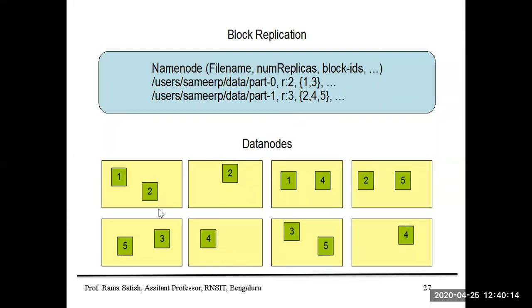And it will never store on the same rack. This is one rack, this is second rack, this is third rack, this is fourth rack. So your name node is so intelligent, it will never store on the same rack. That's a very, very important thing that you should understand. Rack number 1, rack number 2: that is called rack awareness.